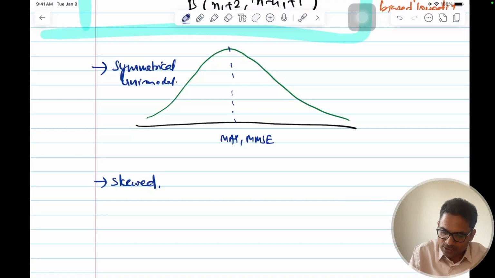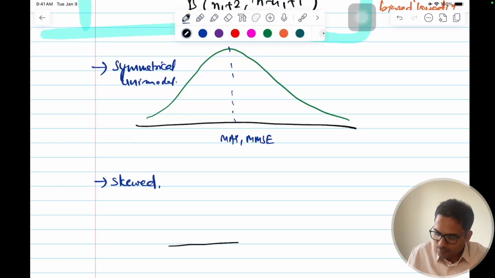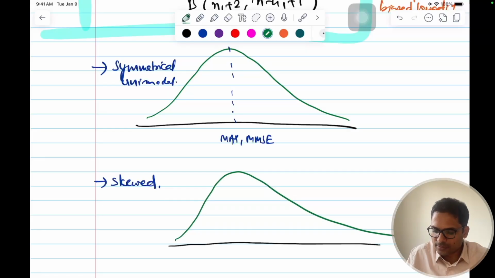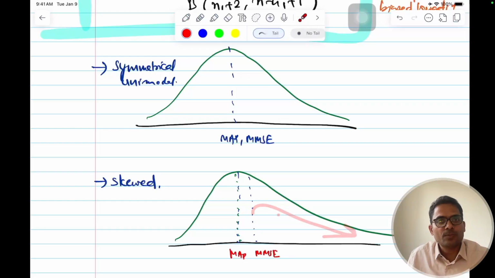So for example, if my distribution is skewed towards the right like this, now my peak will be here, but my mean, because this is a heavy tail, may be somewhere here, I don't know. So this can be my MAP and this can be my MMSE. If it is skewed, then these will not be the same; the MMSE will be pulled towards the skew. So just remember that.